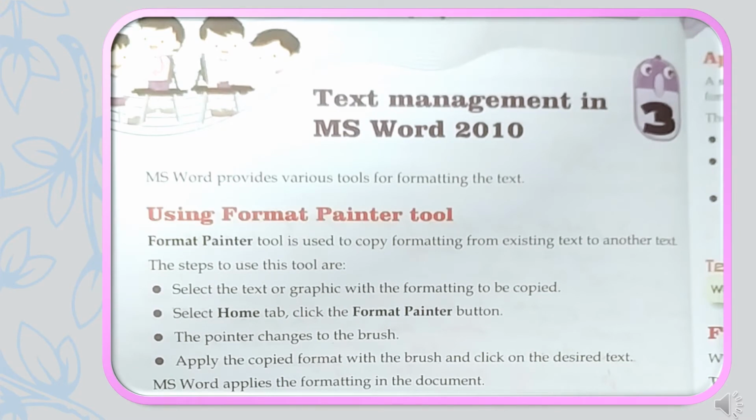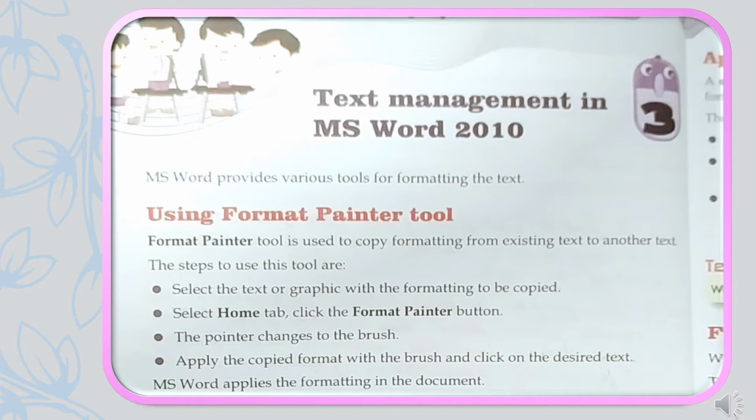Lesson 3 Text Management in MS Word 2010. MS Word provides various tools for formatting the text. Using Format Painter tool. Format Painter tool is used to copy formatting from existing text to another text. The steps to use this tool are: first, select the text or graphic with the formatting to be copied.